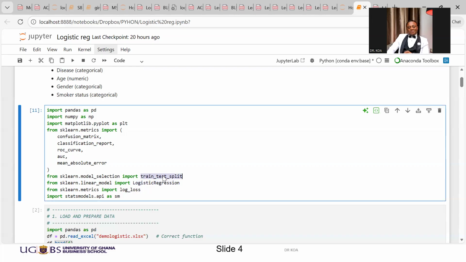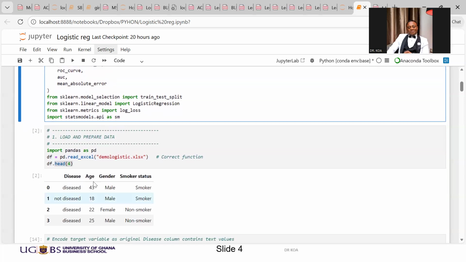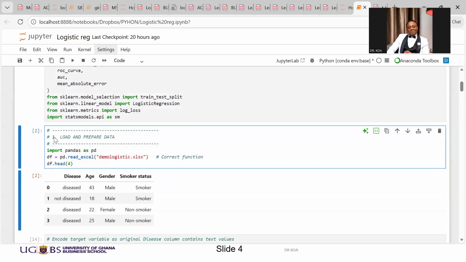I'll talk a lot about training and testing. And then finally, the statsmodels itself. So let's prepare the data. The first thing you do is you prepare your data. Any machine learning work you're going to do, you have to prepare your data. So that's the first thing you do. Here I'm giving a couple of instructions.